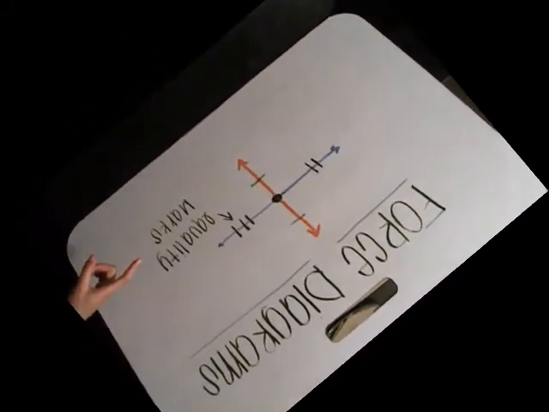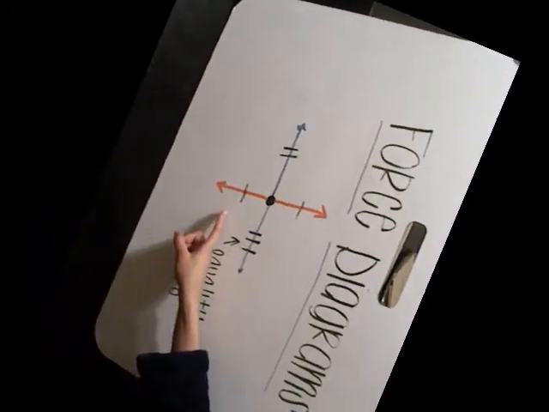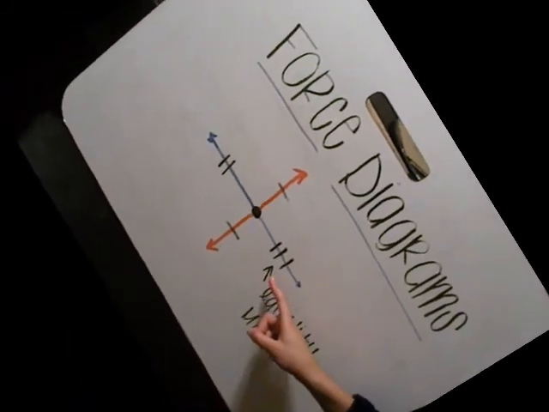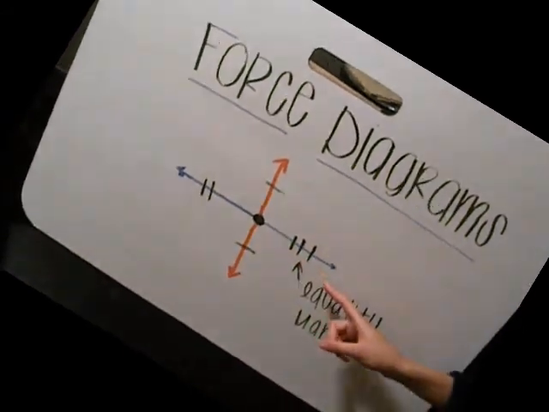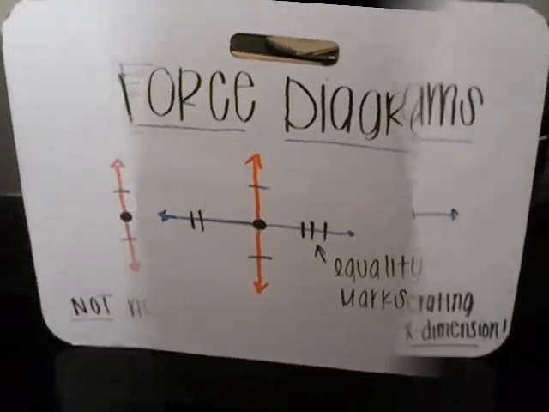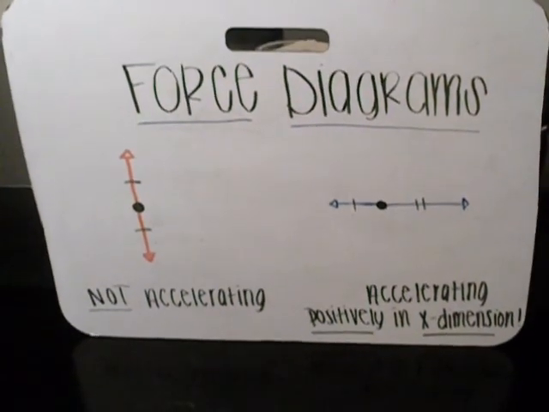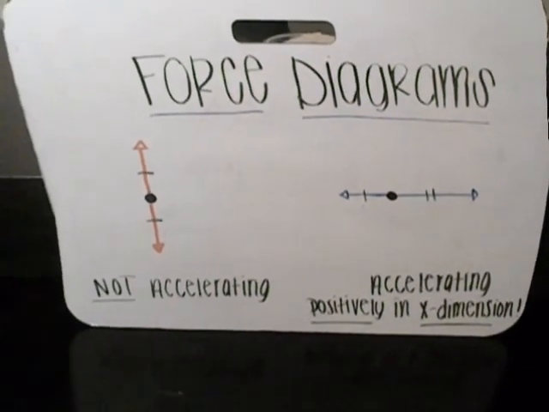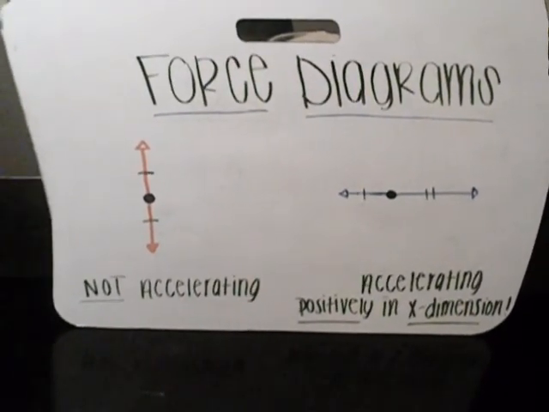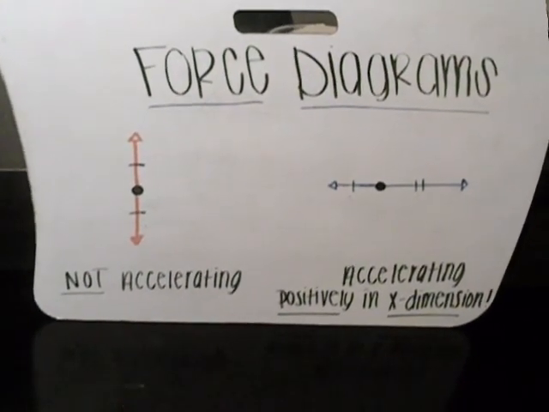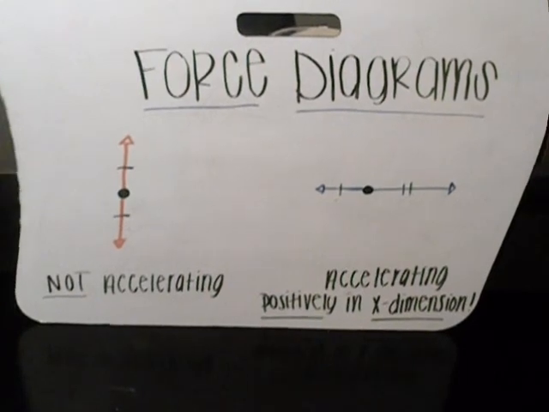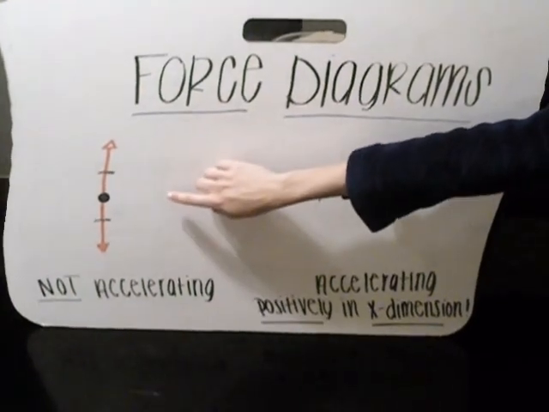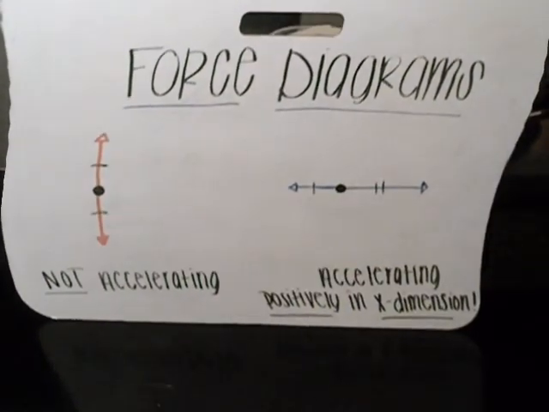In this example, the forces in the y dimension are equal because they each have one equality mark, whereas the forces in the x dimension are unequal because they have different amounts of equality marks. When forces are equal in a dimension, the object is not accelerating and has a constant velocity. This velocity could be static or dynamic, meaning that its velocity could be 0 or any other velocity as long as it is constant, as seen in the y dimension in this example.